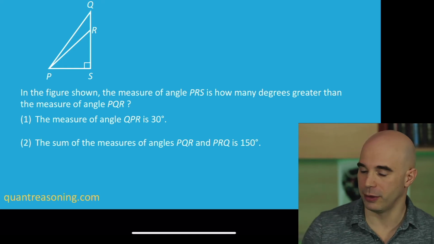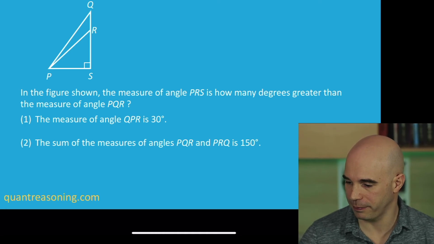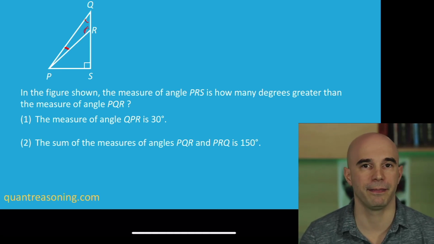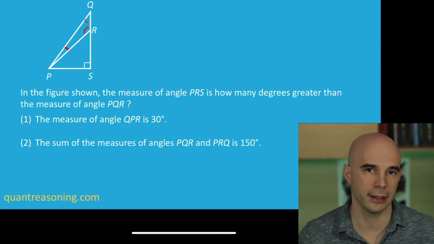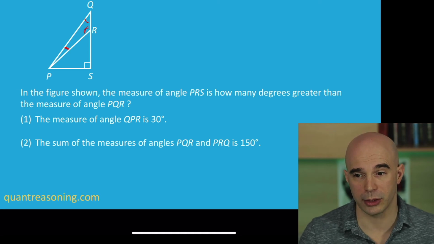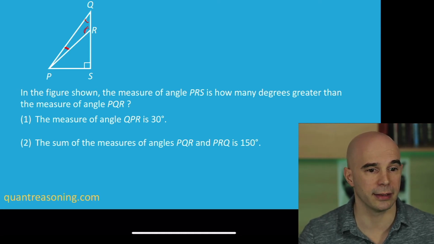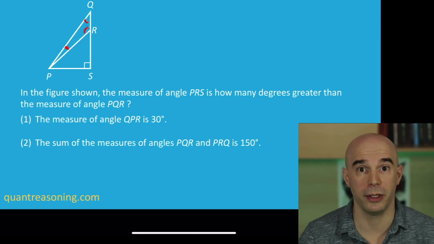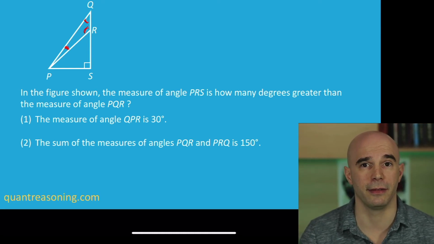Right? If we know that QPR is 30, we can infer that the sum of the other two angles in that triangle is 150. How can we make that inference? Because we know that the sum of all angles in a triangle is 180. So statement 1 implies statement 2, and the same goes in the other direction. If we know that the sum of angle Q and angle QRP is 150, we can infer on our own that QPR is 30. We don't need a statement to give that to us.